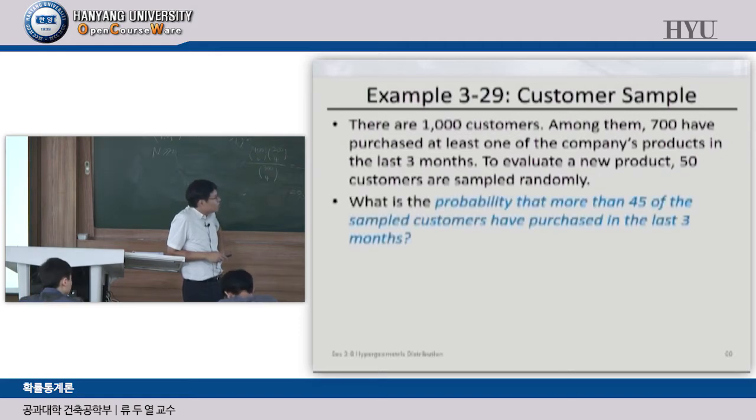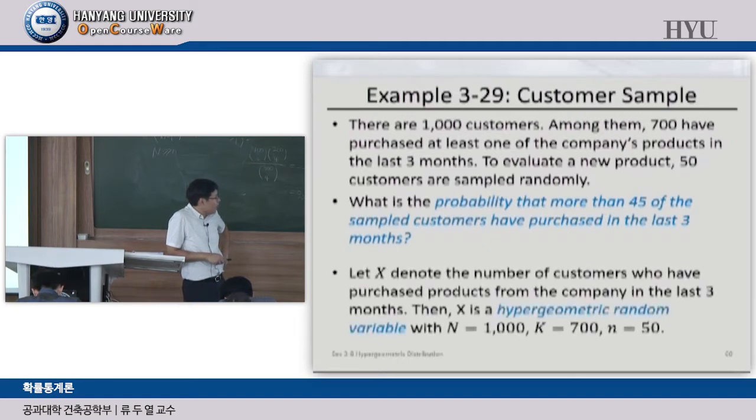Okay? And what is the probability that more than 45 of the sampled customers have purchased in the last 3 months? Let X denote the number of customers who have purchased product from the company in the last 3 months. Then X is the hypergeometric random variable with large N equal to 1,000, large K equal to 700, and small n equal to 50.